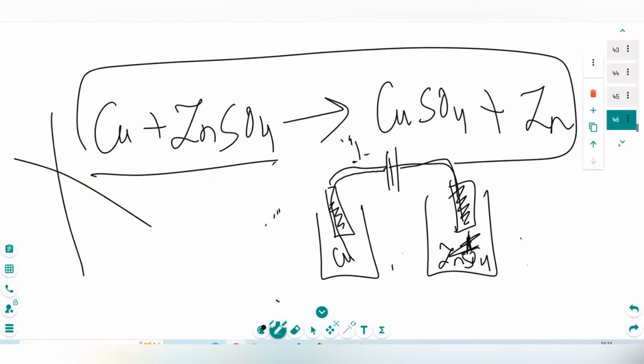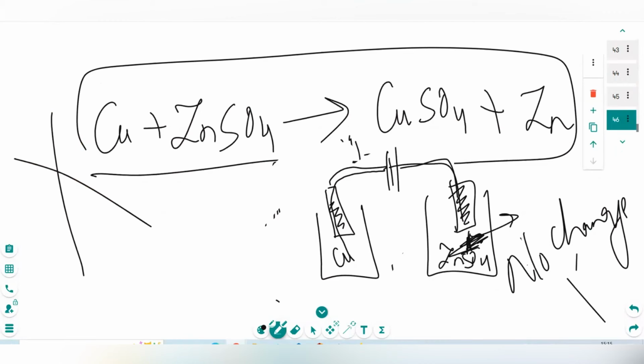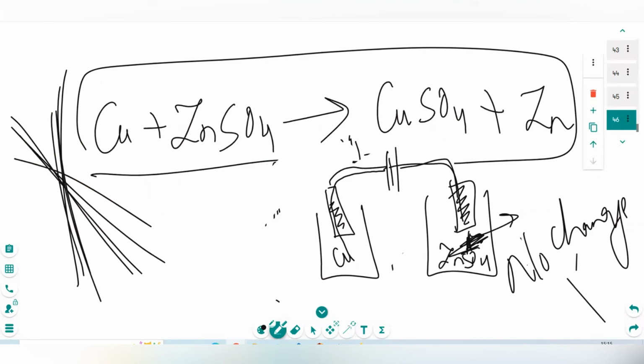So what will happen? The solution, suppose it was pink below, it will remain pink only. Or if it was blue, it will remain blue only. You keep it for 24 hours, you keep it for 48 hours, no change. The practical thing which you will see, there will be no change in the solution. Nothing will happen. Why? Because practically, theoretically, this cannot happen. The reaction cannot happen.